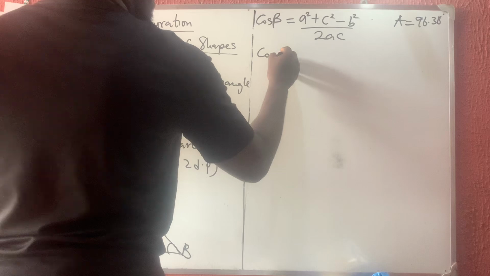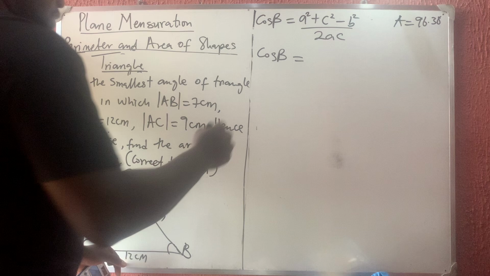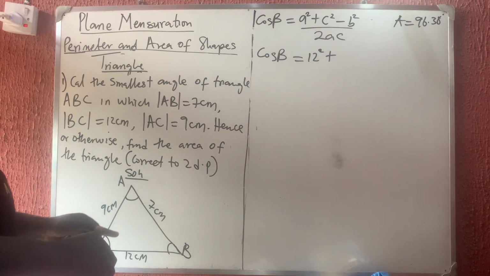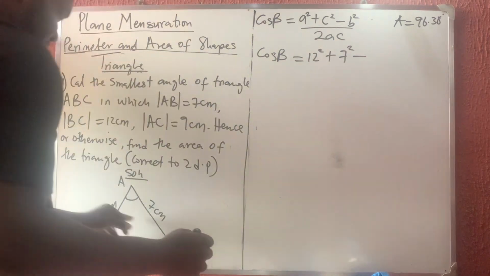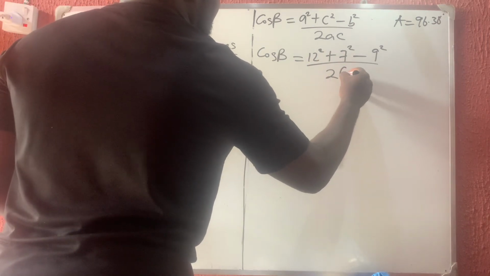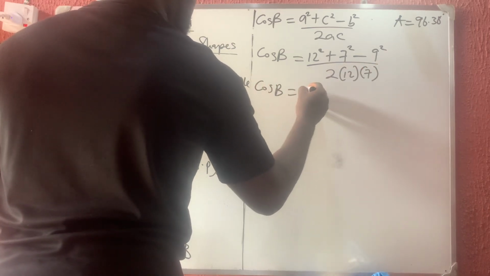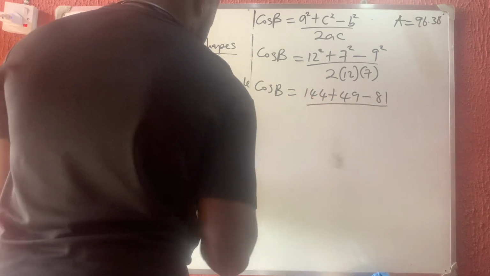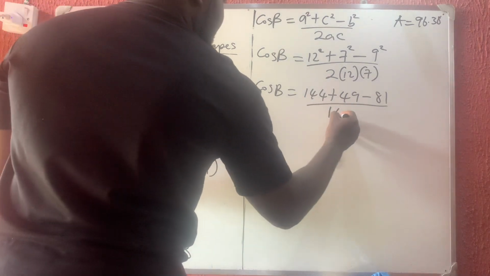Okay, so therefore, cos B is equal to, let's do that. What do we have? My A is the side facing A, which is 12 squared, plus C is the side facing C, which is 7 squared, then minus B is the side facing B, minus 9 squared, all over 2 times the same 12 times the same 7. So therefore cos B is equal to 144 plus 49, then minus 81, all over 2 times 12 times 7. So I'm having 168.